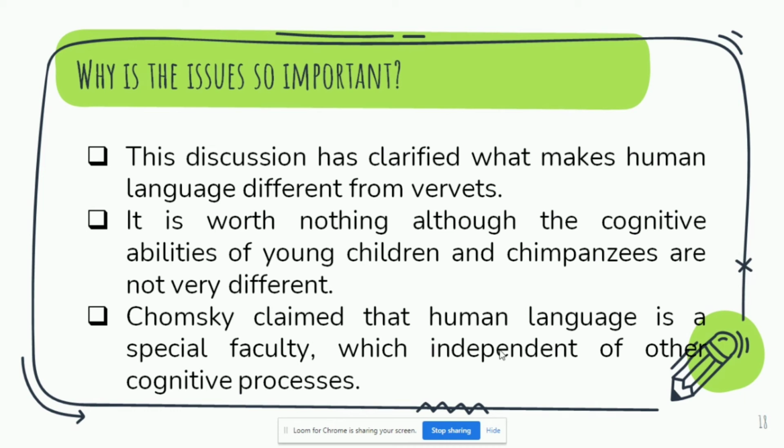Second, it is worth noting that although the cognitive abilities of young children and chimpanzees are not very different, their linguistic abilities are. This suggests that language processes are to some degree independent of other cognitive processes. According to Chomsky, human language is a special faculty which is independent of other cognitive processes, that has a specific biological basis and that has evolved only in humans. So language arose because the brain passed a threshold in size, and only human children can learn language because only they have the special innate equipment necessary to do so.